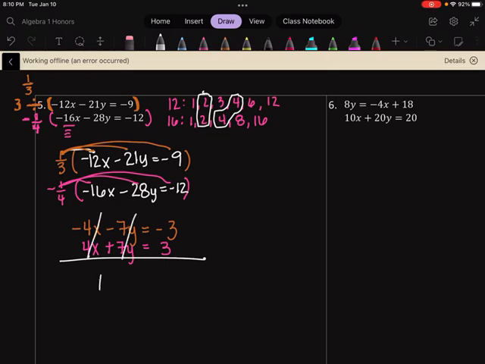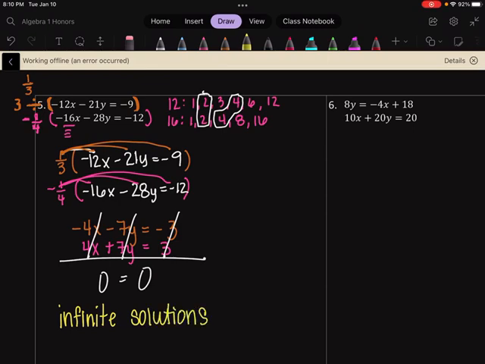Boom, boom, that's 0. And then boom, those cancel out to be 0. And is that true? 0 equals 0? In fact, it is. So if we know that it's true, we used to say all real numbers, but because we're talking about a bunch of ordered pairs, it's infinite solutions.